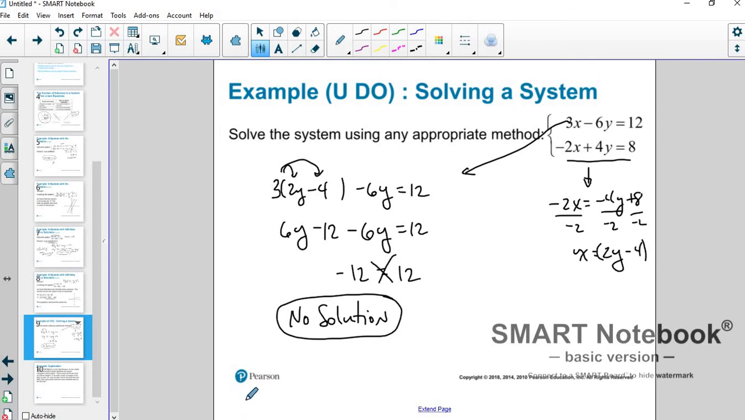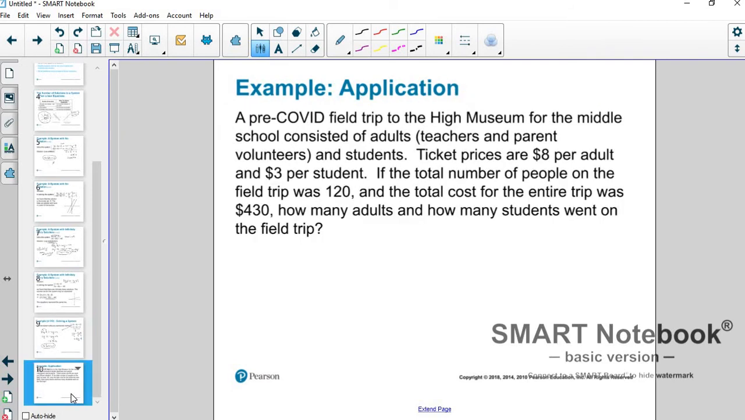All right, hopefully that went pretty well. So the only other thing we have to talk about for linear equations is word problems. All right, so here's an example of what we're talking about. They took a field trip to the High Museum, middle school students with adults and students. Tickets were $8 an adult, $3 per student, and there were 120 people that went total. The entire cost was $430. So how many students went on the field trip? How many adults went on the field trip?